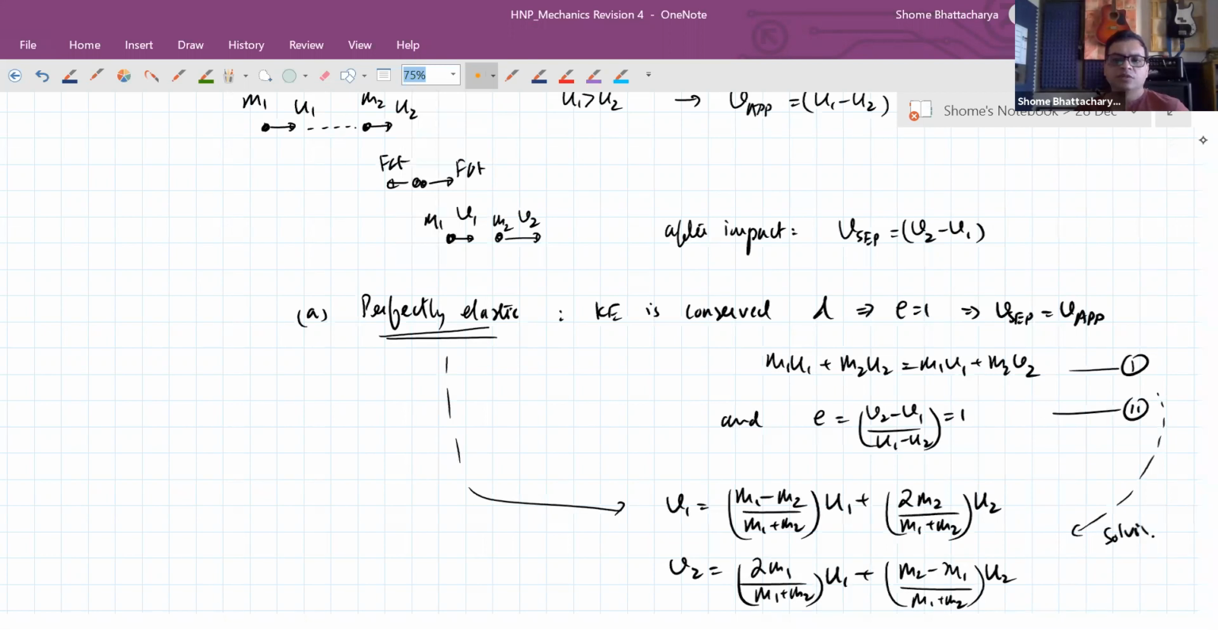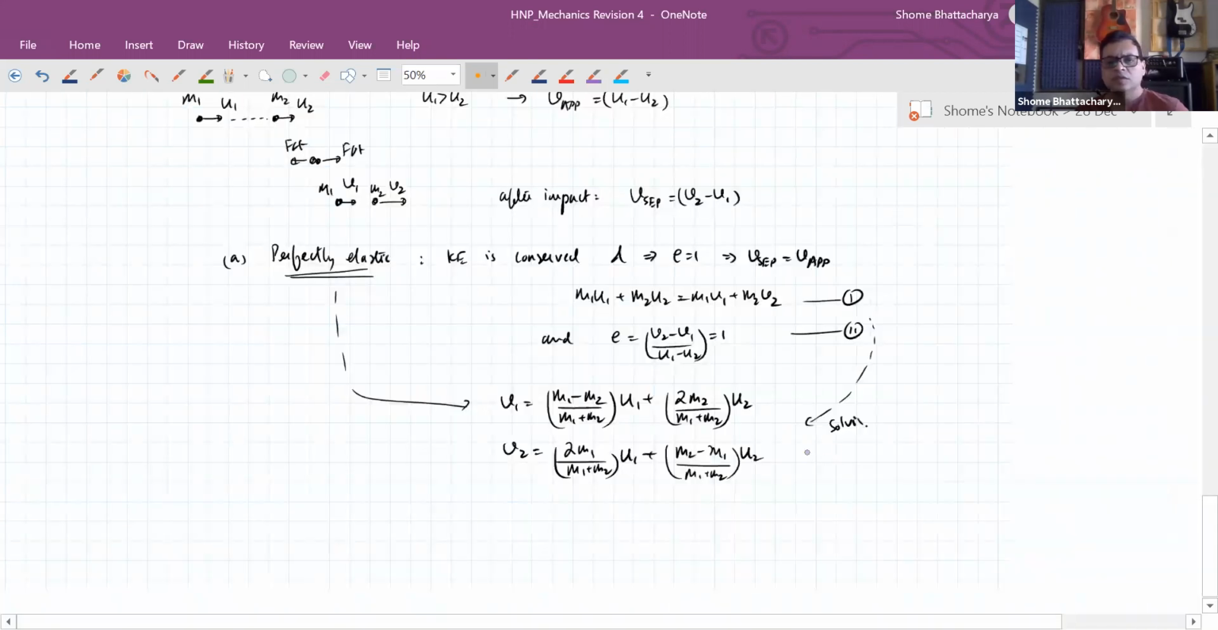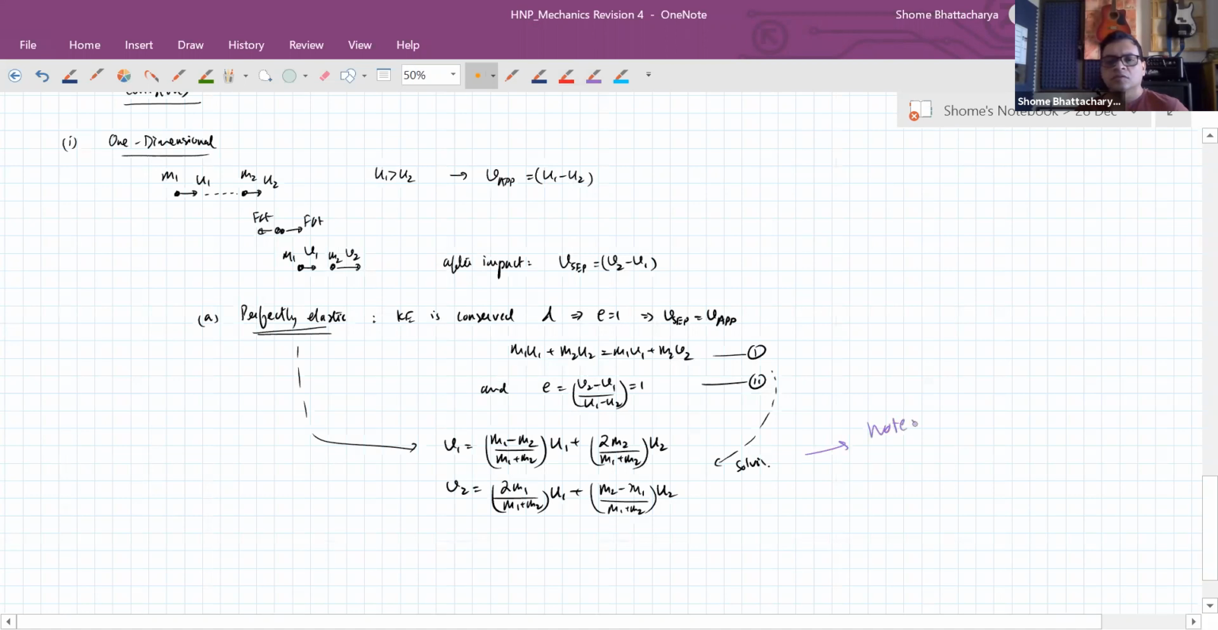And a very important special case of this formula is that if m1 is equal to m2 and coefficient of restitution is 1, perfectly elastic collision, then v1 becomes u2 and v2 becomes u1. So whenever we have equal masses making perfectly elastic collision, there is exchange of velocities, momenta, kinetic energy, etc. Everything is exchanged between the two particles.